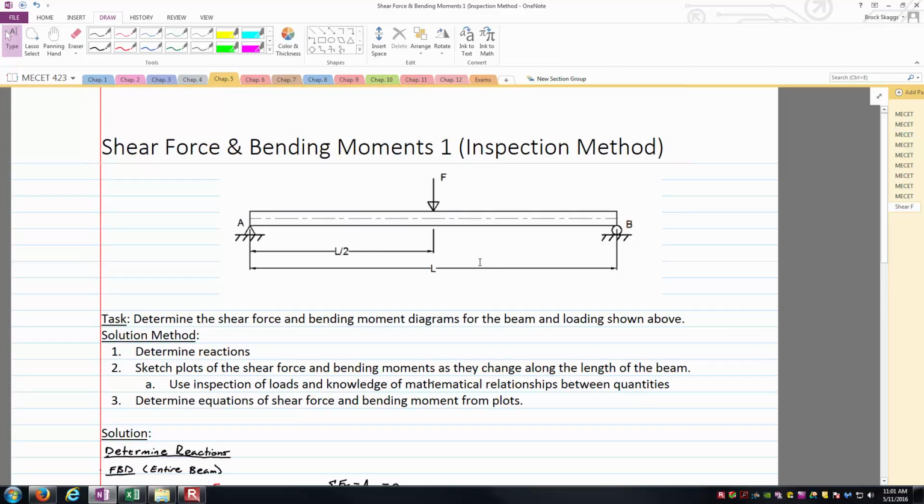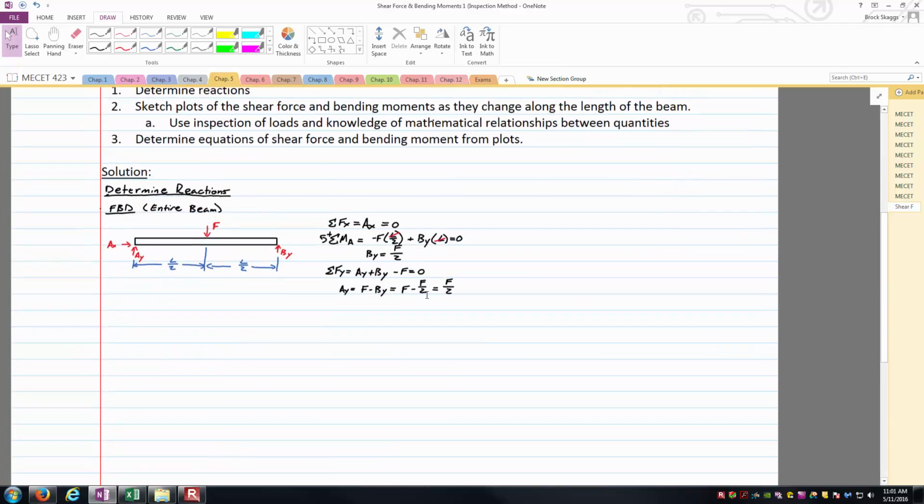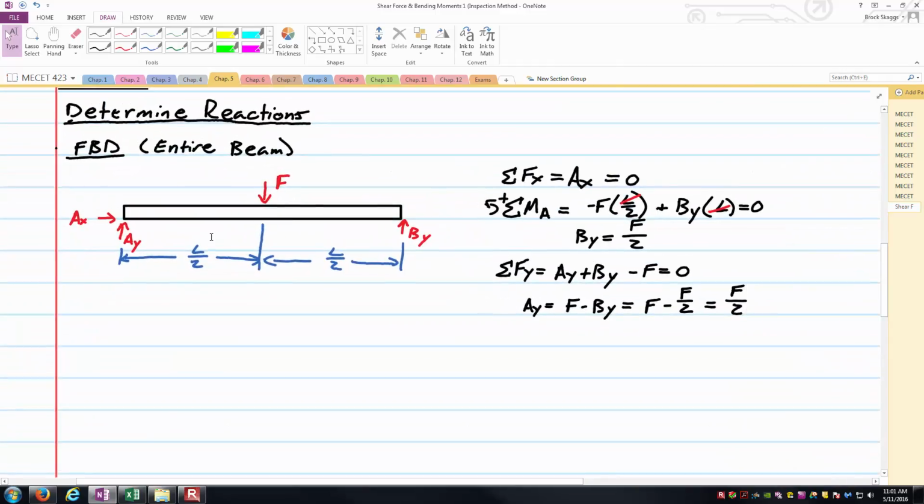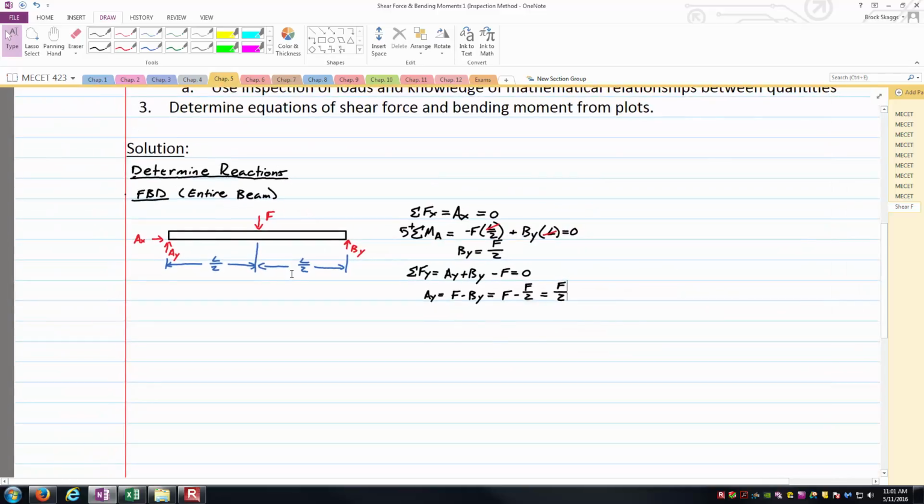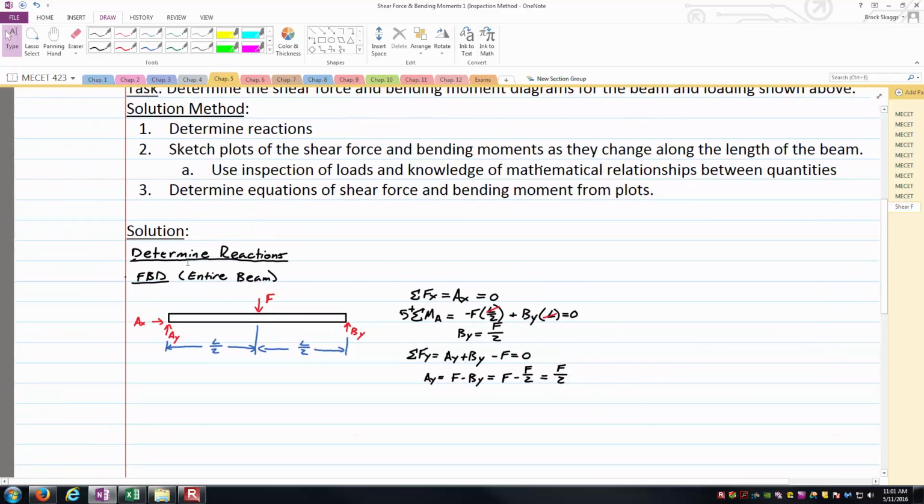The force is applied right in the middle, and so it makes intuitive sense that the upward reactions of both A and B would be half the overall load. Essentially all we're doing is showing that explicitly here by drawing the free body diagram, writing our equilibrium equations, and seeing the result that A sub y and B sub y are both equal to each other, and they're both equal to the magnitude of F over 2. And so we've now completed step 1, determining the reactions.